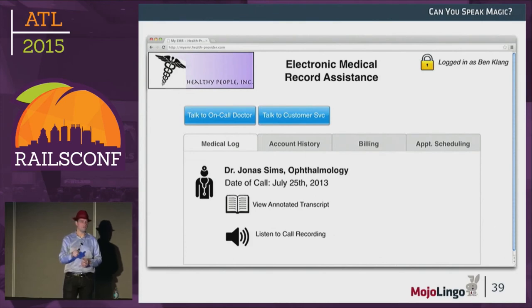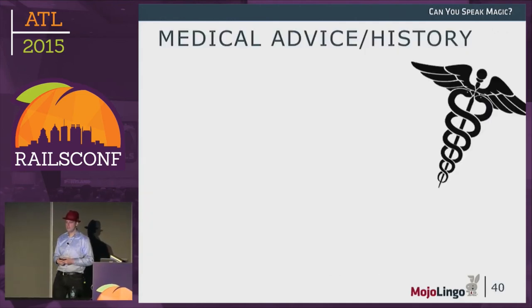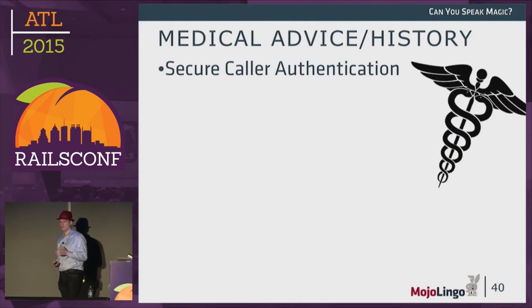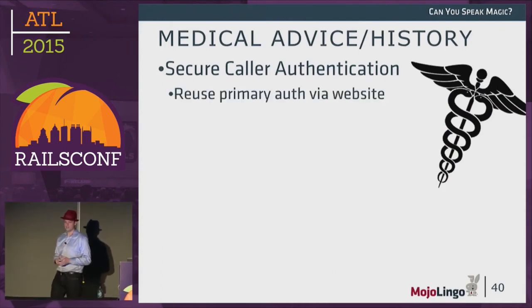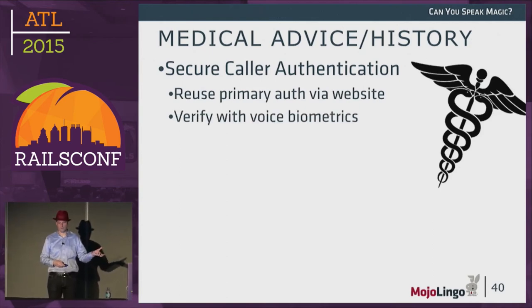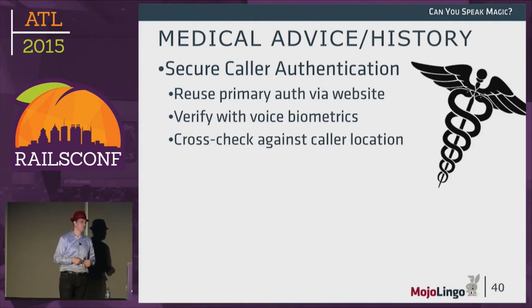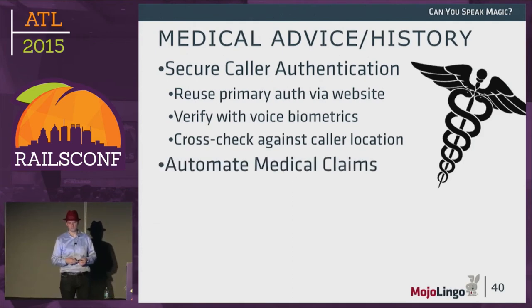So when I click that button, whoever takes my call knows who they're talking to, much more so than somebody who just memorized my social security number. In the medical device use case, secure caller authentication is one of the big deals here. You'll reuse the primary authentication from the web app. You can do voice biometrics, to make sure that the person calling sounds like the person they claim to be. You can even cross-check against location, which is not something you can really do with a telephone network today.